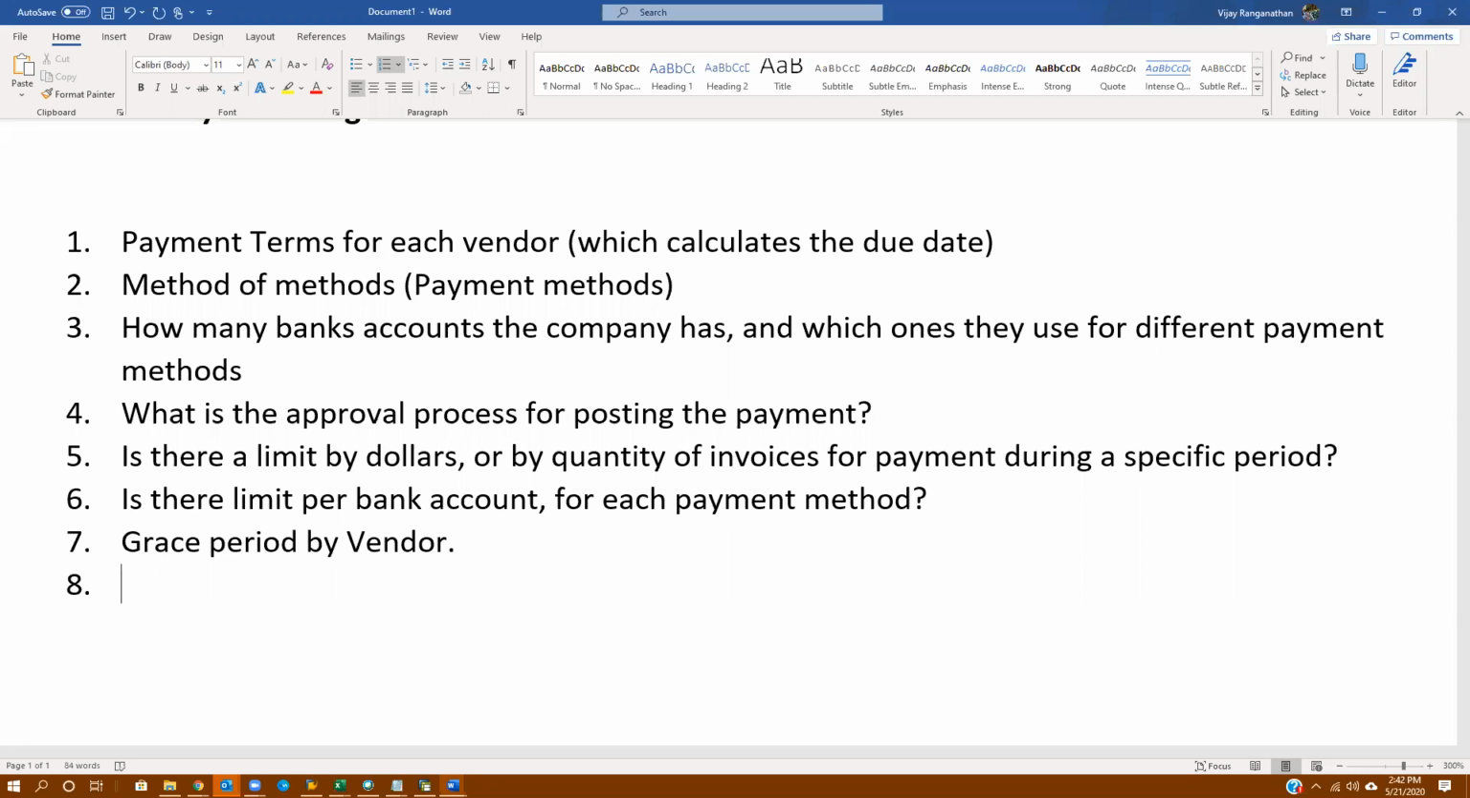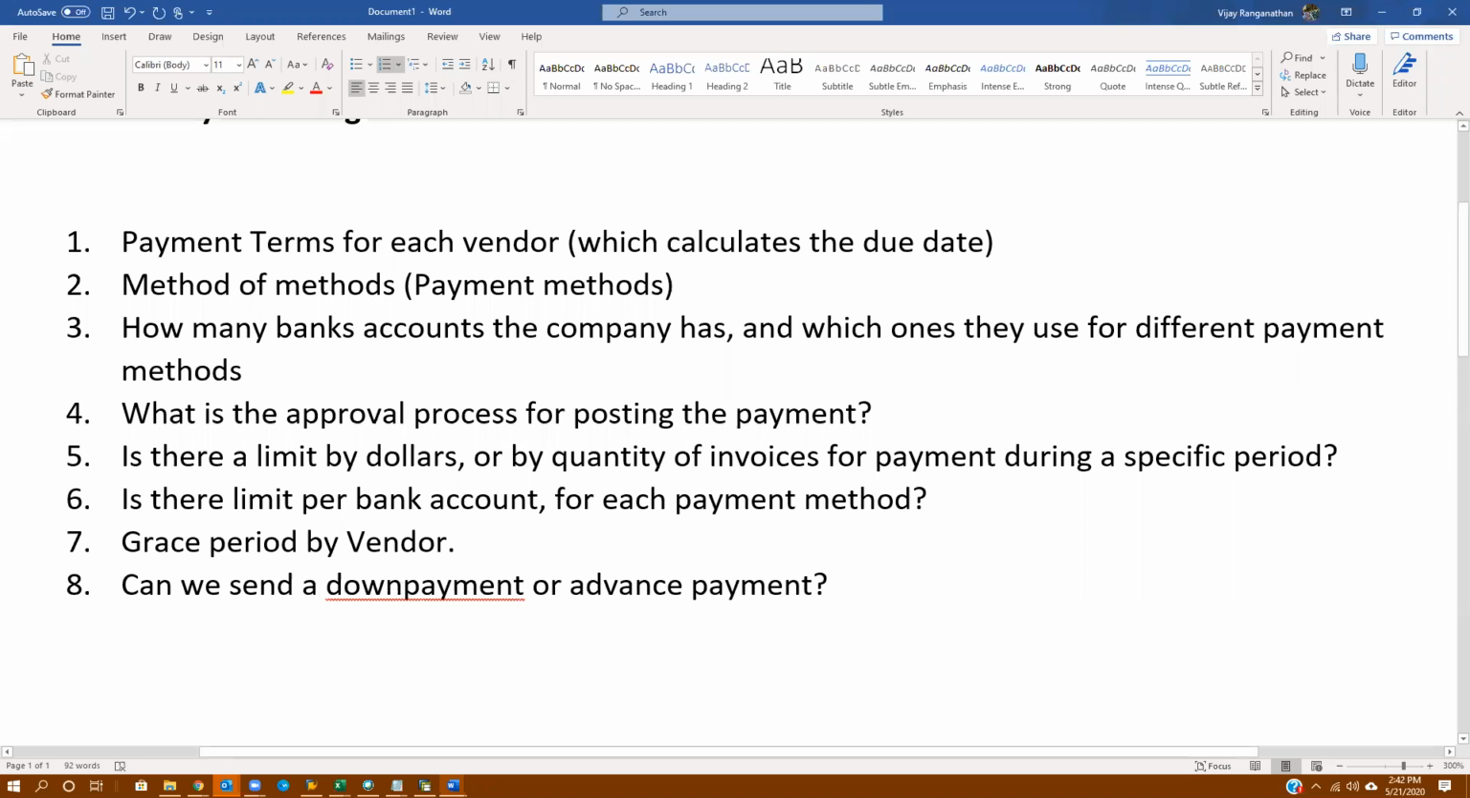I would ask if any down payments are allowed in this. Good point. Can we send a down payment, or advance payment? Good point.